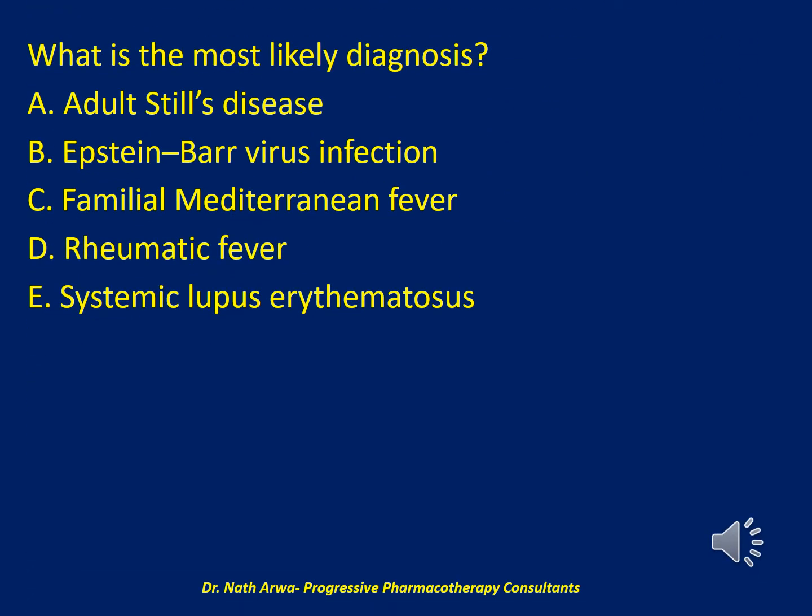So my question to you is, what is the most likely diagnosis? Is it A. adult Still's disease, or B. Epstein-Barr virus infection, or C. familial Mediterranean fever, or D. rheumatic fever, or is it E. systemic lupus erythematosus? I will give you 10 seconds to choose the correct answer to this question from the listed options.